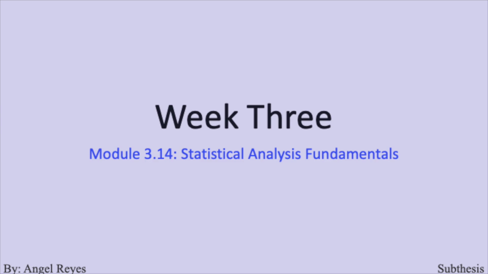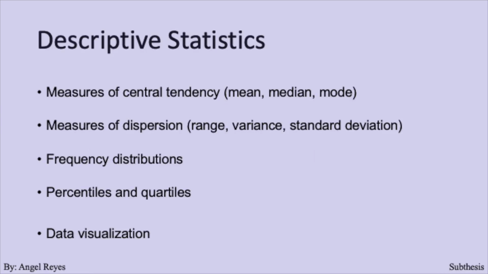Descriptive statistics organize and summarize data to make it meaningful and interpretable. Measures of central tendency identify the typical value in a data set. The mean represents the average, the median the middle value, and the mode the most frequent value. Measures of dispersion characterize variability.